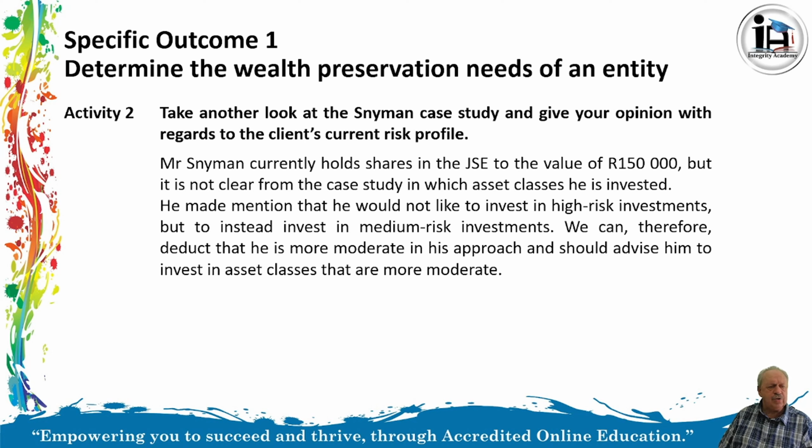He made mention that he would not like to invest in high-risk investments, but instead invest in medium-risk investments. So we can assume that it's in a medium-risk type of investment. We can therefore deduce that there is a more moderate streak in his approach and should advise him to invest in asset classes that are more moderate in style.